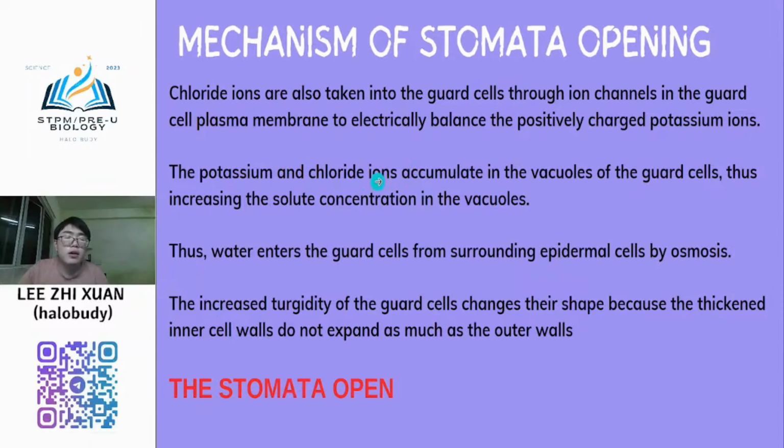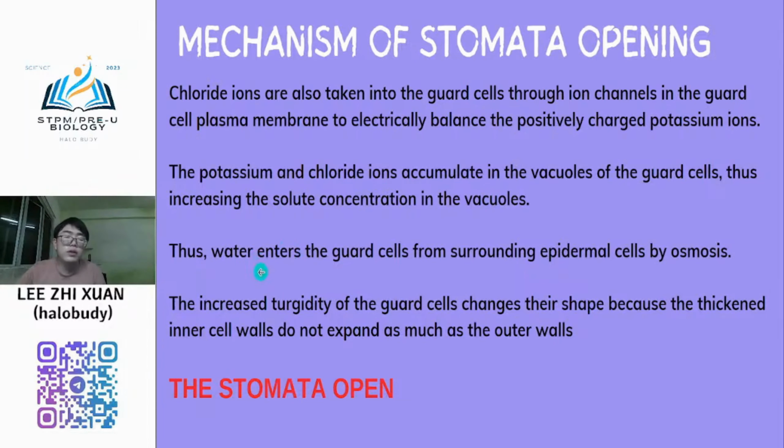So when the potassium and chloride ions accumulate in the vacuole of the guard cell, this will increase the solute concentration in the vacuole. That's why, when the potassium and chloride ions enter the guard cell, the water potential of the guard cell is now very low. The movement of water is through osmosis. The osmosis process is the movement of water down the concentration gradient, from a high water potential to a low water potential.